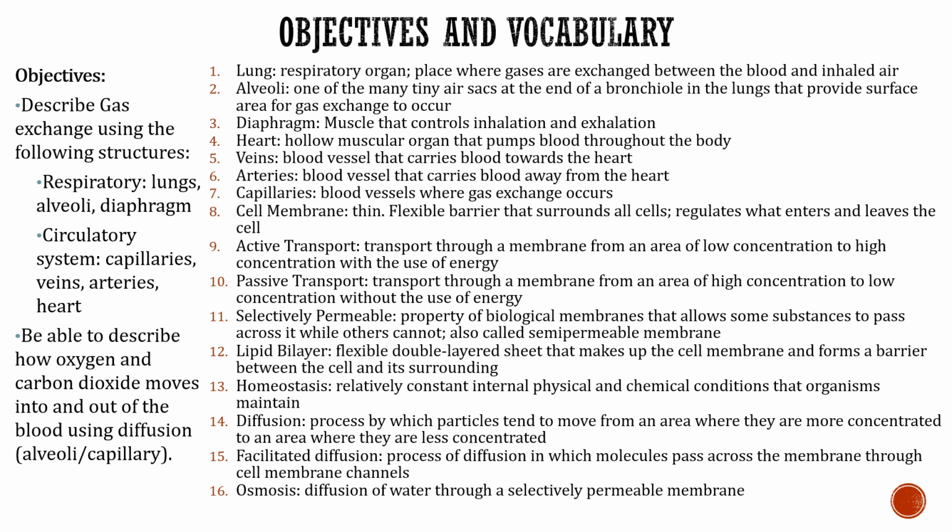All right, next for objectives and vocabulary. For the objectives, we need to be able to describe gas exchange using the following terms. So lung, alveoli, diaphragm, capillaries, veins, heart, and arteries we'll get to next week, so don't worry about that part. You need to be able to describe how oxygen and carbon dioxide move into and out of the body using diffusion. And then all those vocab words are on Quizlet.